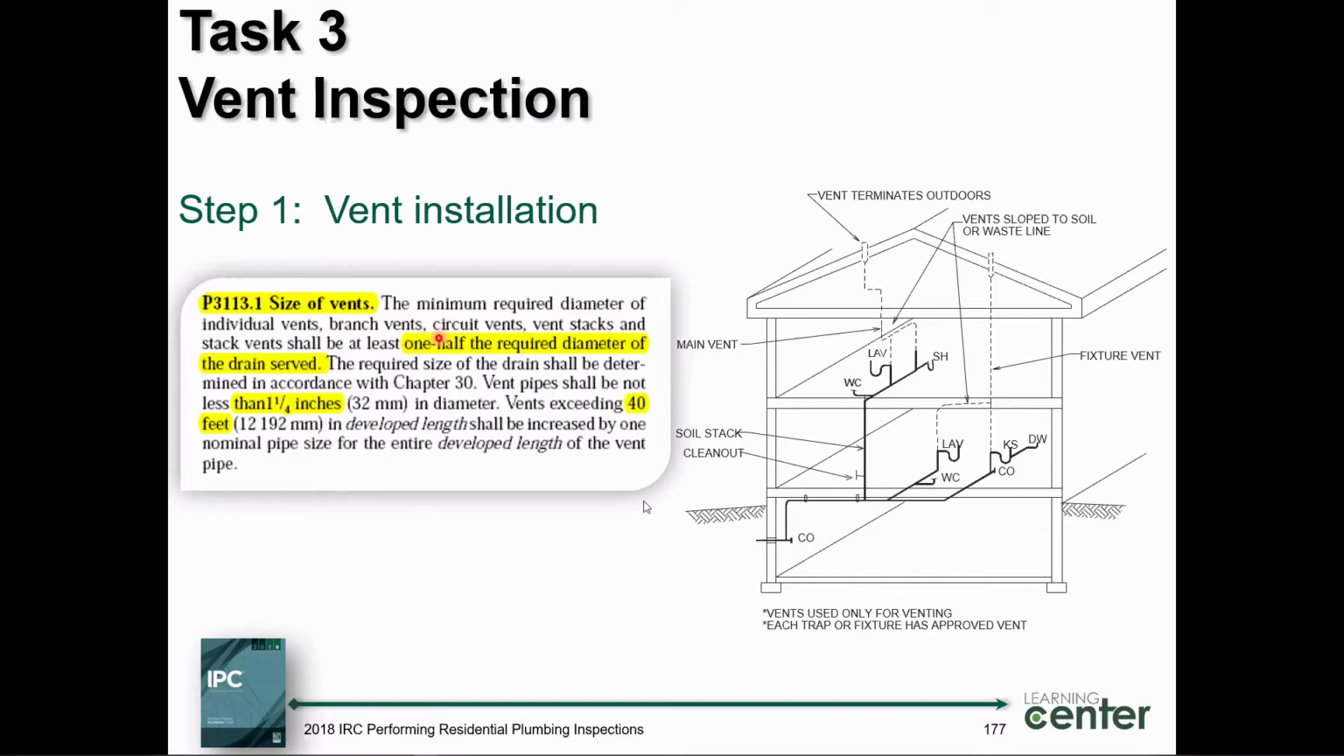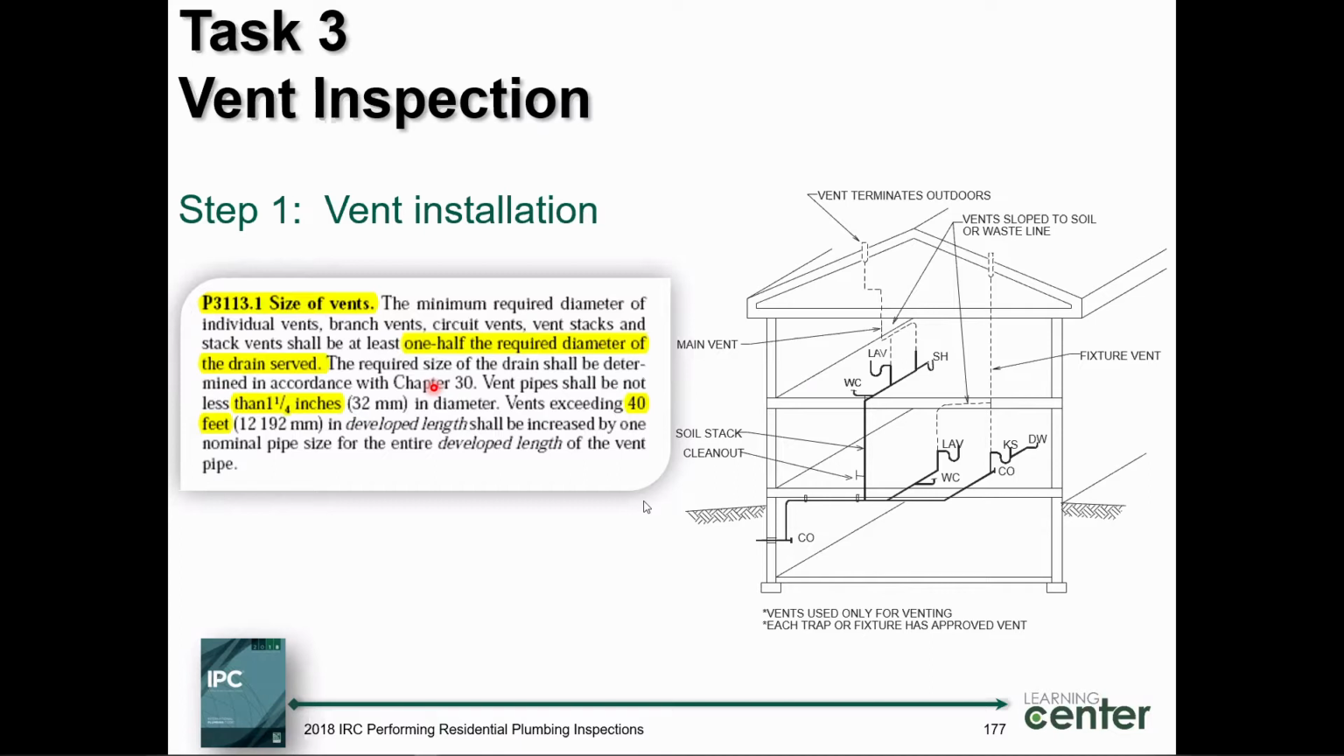It says, hey, the minimum required diameter of individual vents, branch vents, circuit vents, vent stacks, stack vents shall be at least 1/2 the required diameter of the drain served. Did you get that? 1/2 the required diameter of the drain served. So that's easy. As long as I can figure out what the drain served is, I just take half the diameter and I call it a day.